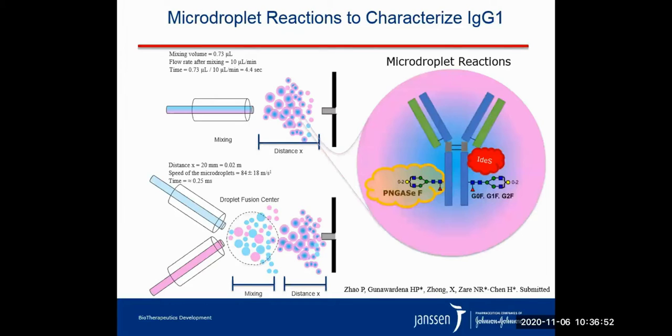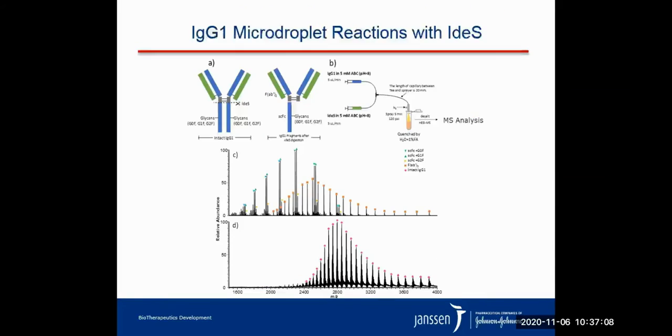IdeS and PNGase F, two of the most widely used enzymes for antibody digestion, in conjunction with a TCEP chemical reduction, is performed via multiple sequential reactions or in a single reaction step using these microdroplets. Here's a monoclonal antibody Fab and single-chain Fc fragments that are generated by IdeS enzyme and compared with in-solution digestion.